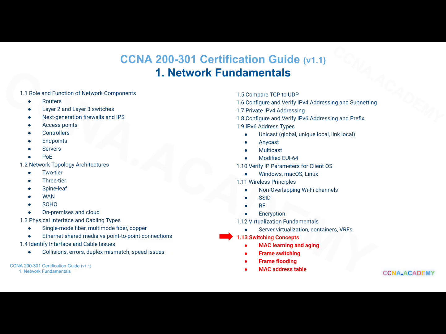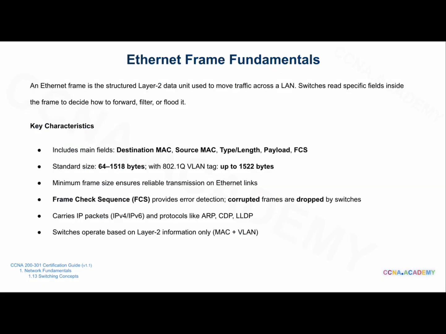Section 1.13. Switching Concepts. When we look at how switches operate, everything begins with the Ethernet frame. This is the basic data unit traveling across the LAN. The switch isn't analyzing IP addresses yet. It's focused on specific Layer 2 fields inside the frame, like the source MAC, destination MAC, and the type/length field. Frames also have a minimum and maximum size and include an FCS at the end, which allows the switch to detect errors. If the FCS doesn't match, the frame is simply dropped. Understanding this structure helps explain why switches forward some frames, filter others, and flood the rest.